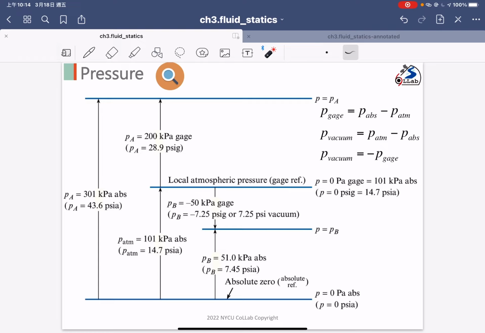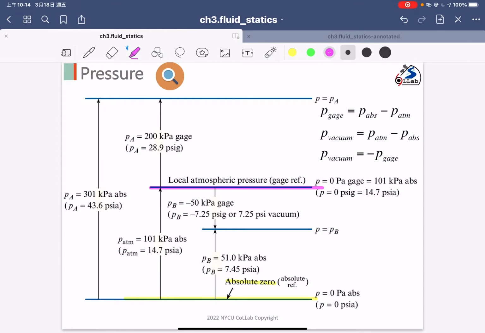You see the bottom line shown here. We call that absolute zero. Okay. And the second, the middle line in here, we call that the local atmosphere pressure. It is the same as the environment pressure right now. It's 1 ATM. And I highlight two points. One point is the A point in here. Another point is the B point.